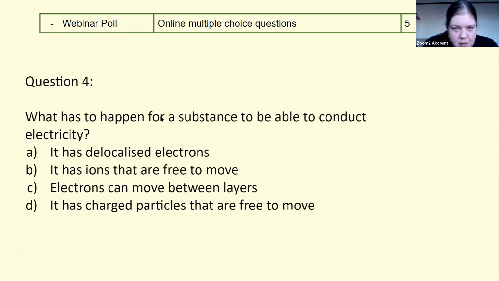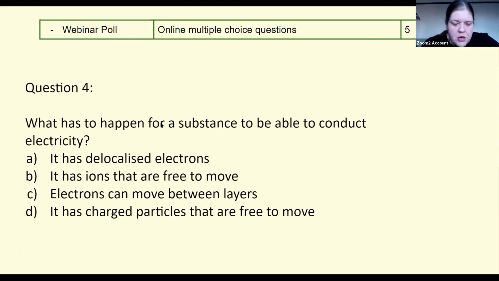Okay, and question 4, and I did mention this earlier, so again, let's hope we were listening. What has to happen for a substance to conduct electricity? Is it delocalized electrons? Is it that it has ions that are free to move? Is it that electrons move between layers? Or is it that it has charged particles that are free to move?